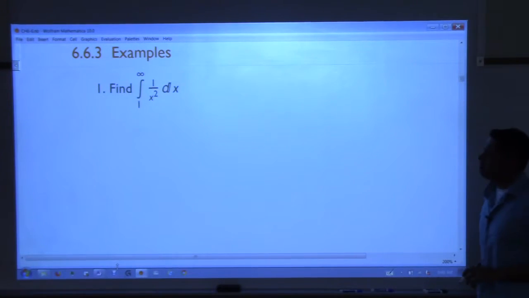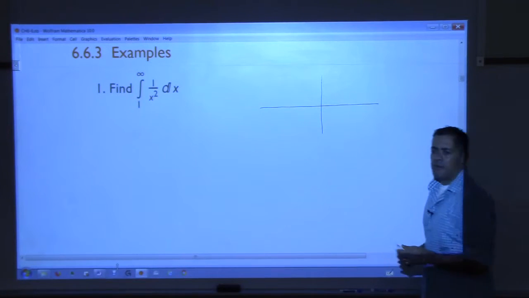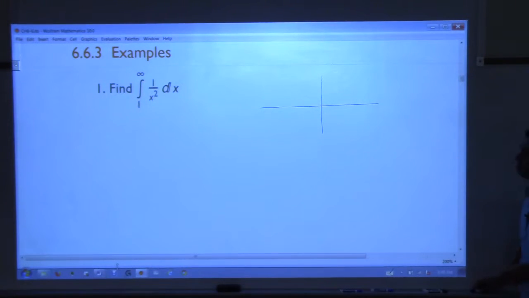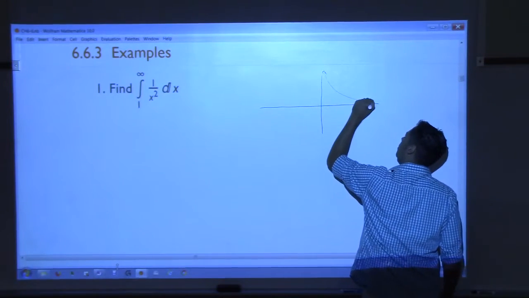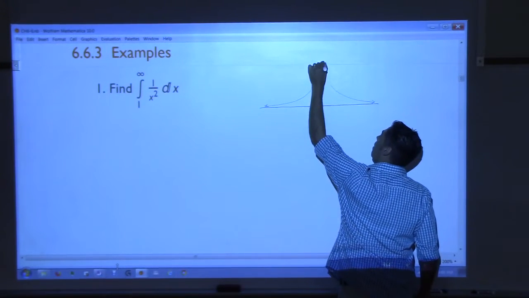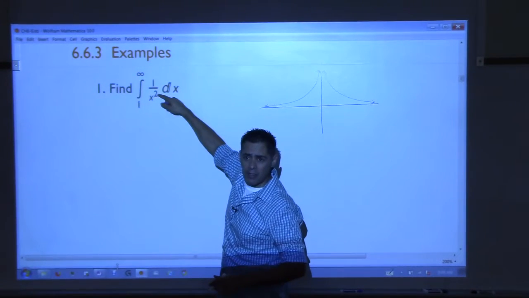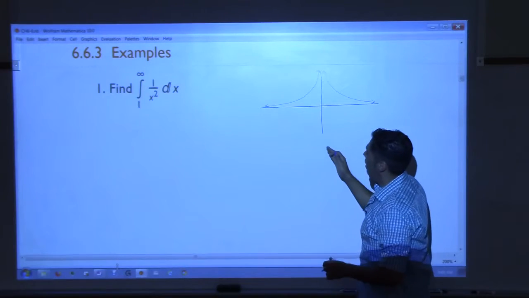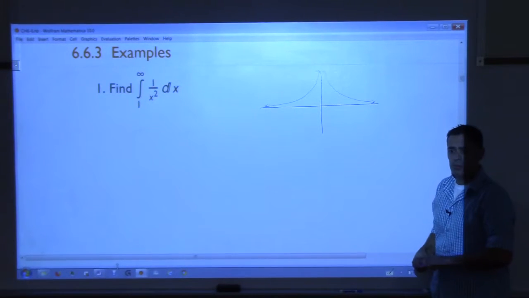We have the integral from 1 to infinity of 1 over x squared dx. I'm going to show you the graph of this function, even though you don't need the graph to do the problem. This is what it would look like if you graphed it. This side would go up like this, and this side would also go up like that. You would have a vertical asymptote at 0. Is that obvious to you? That if we plug in 0, it's undefined? So we'd have a vertical asymptote here, and then if you go out both directions, you head to 0, right?